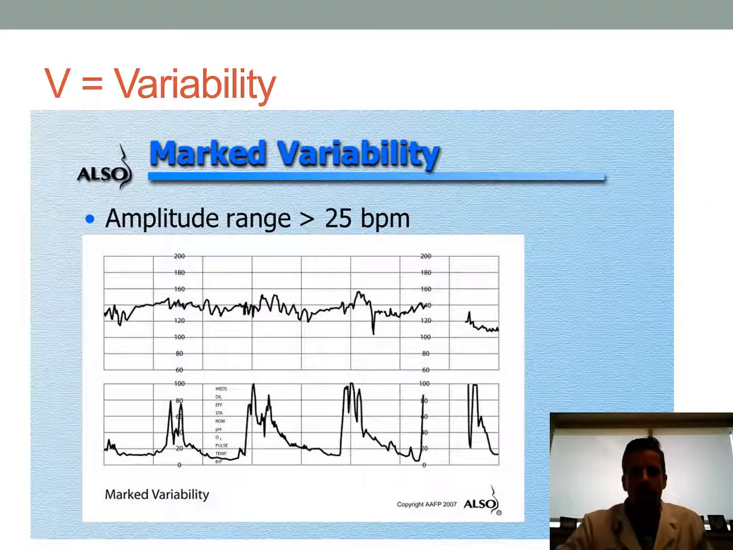Here is marked variability. You can tell from the contraction strip on the bottom, it looks like she's pushing or in a lot of discomfort, one of the two. But you have an amplitude range in your variability of greater than 25 beats per minute. So if you think back to those a few slides ago on baseline rate, we cannot determine what the baseline is during a period of marked variability.